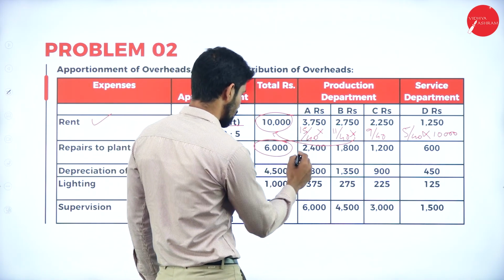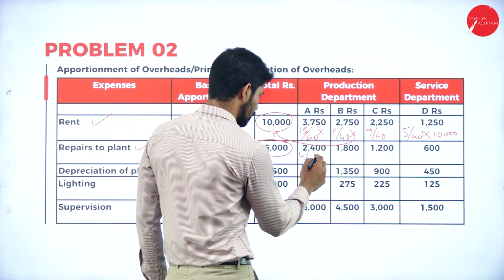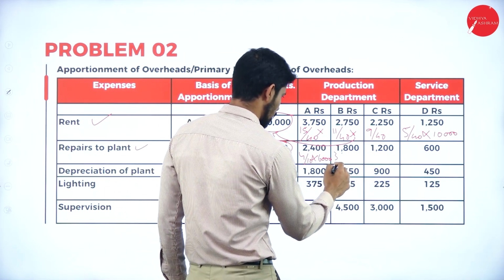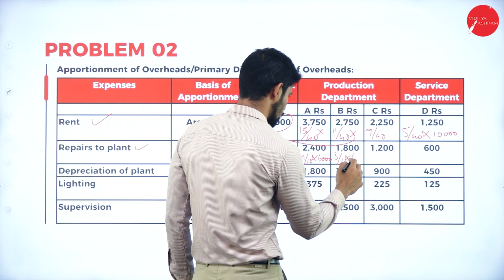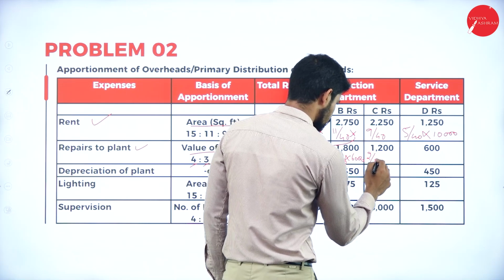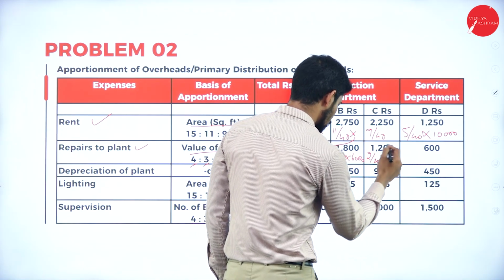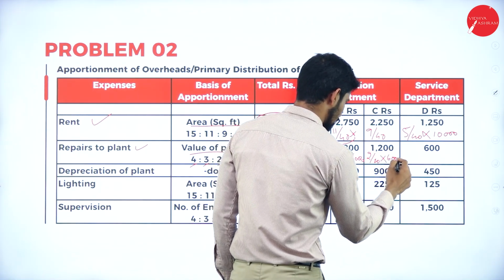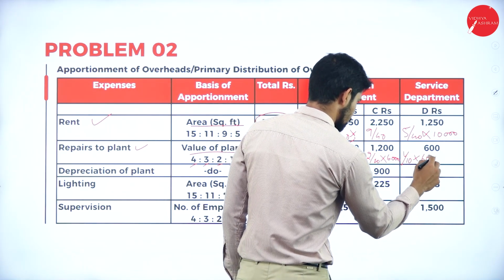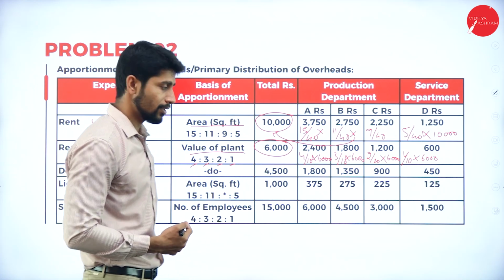So production department A, 4 divided by 10 into 6. Easy. Next, 3 divided by 10 into 6,000. Next, 2 divided by 10 into 6,000. Next, 1 divided by 10 into 6,000. Finished. You got the answer.